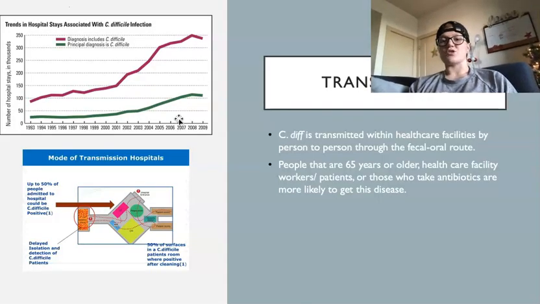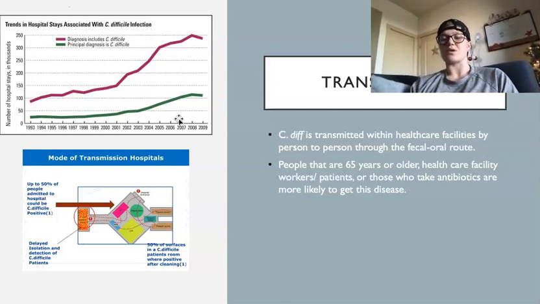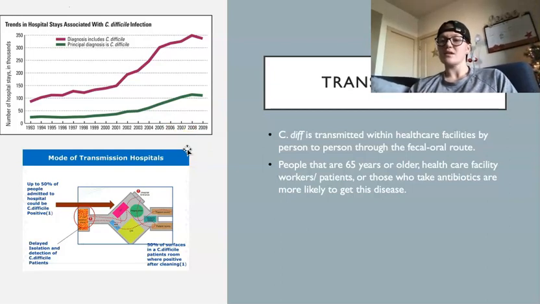C. diff is transmitted from person to person through the fecal-oral route and is mostly transmitted within healthcare facilities. Transmission happens when you touch a surface or an object that is contaminated with C. diff spores, and it then enters into the mucous membrane. People that are 65 years or older, healthcare facility workers and or patients, or those who take antibiotics are more likely to get C. diff.